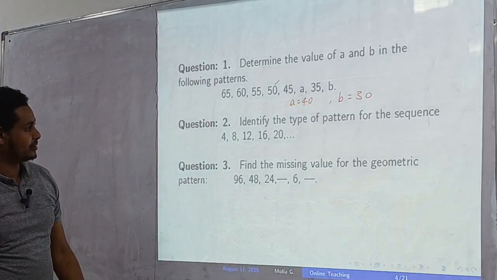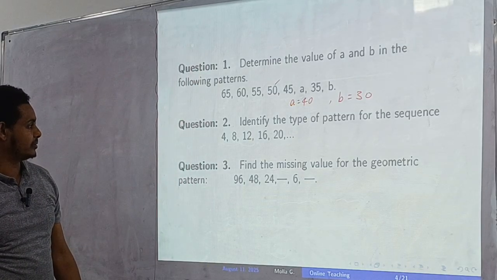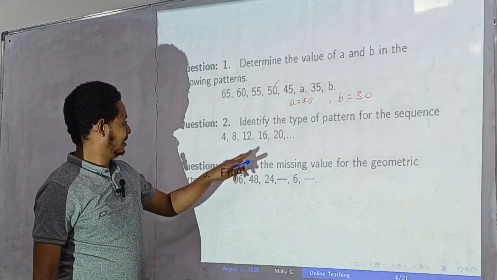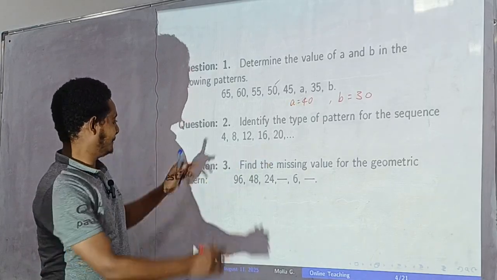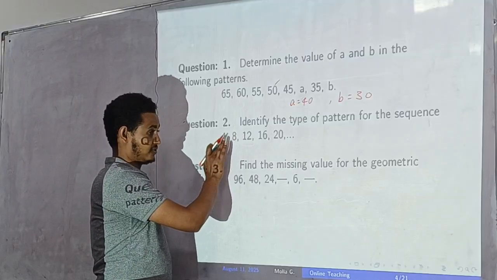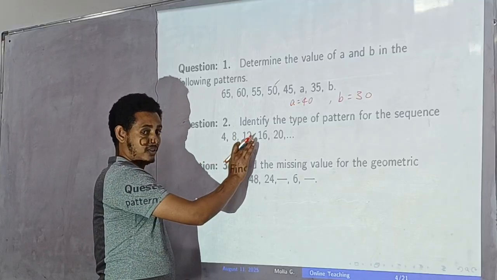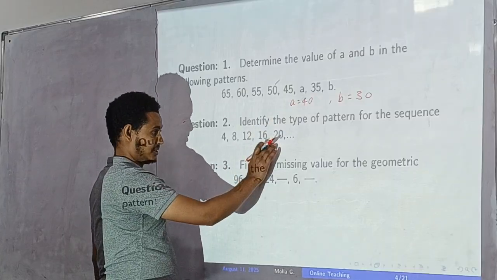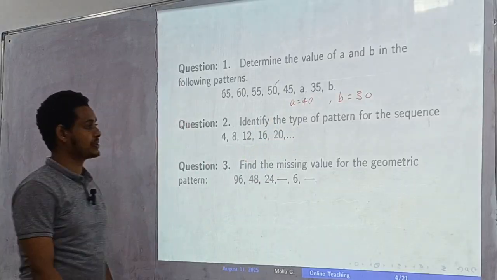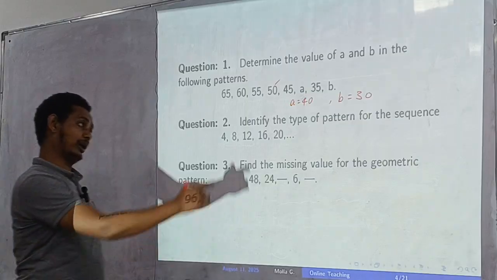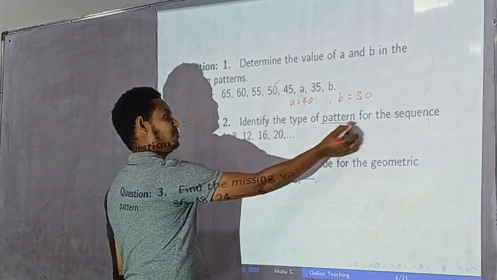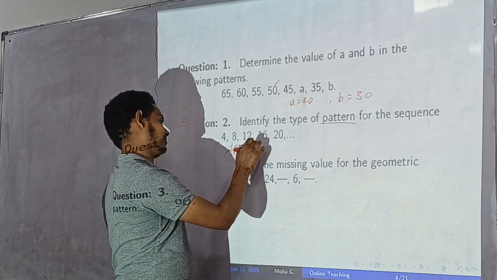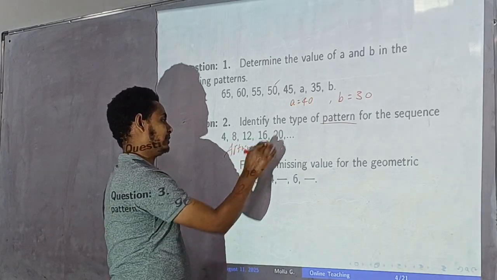Number 2: identify the type of pattern for the sequence 4, 8, 12, 16, 20. Look, 4 then 8, the difference is 4, right? 8 then 12, it's 4. 12 to 16, it's 4. 16 to 20, it's 4. Then we are asked to identify the type of pattern. This type of pattern is arithmetic. Arithmetic pattern.